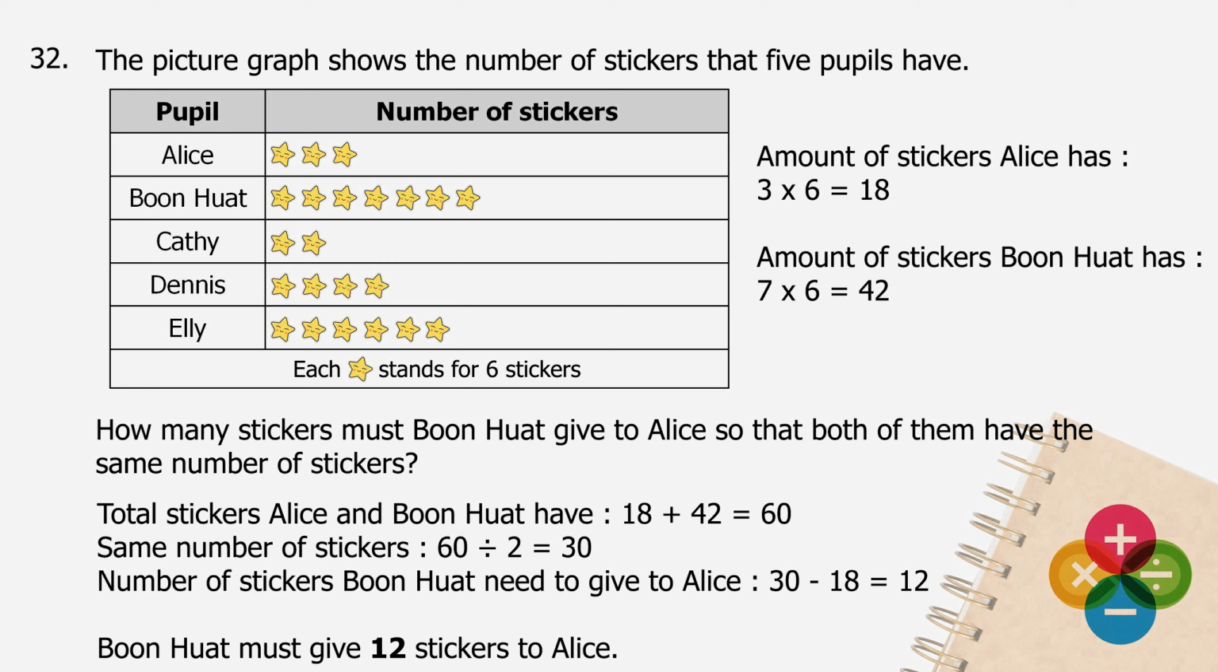The number of stickers Boone Hewitt needs to give to Alice will be subtract 18 from 30, and the difference is 12. Boone Hewitt must give 12 stickers to Alice.